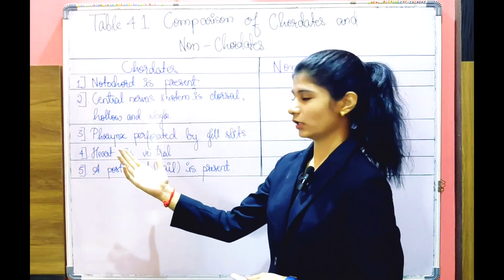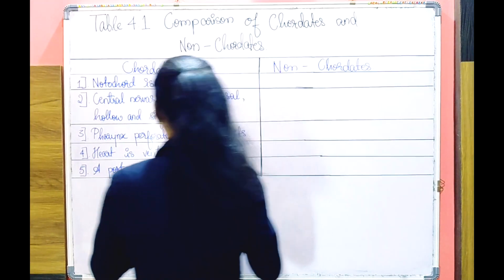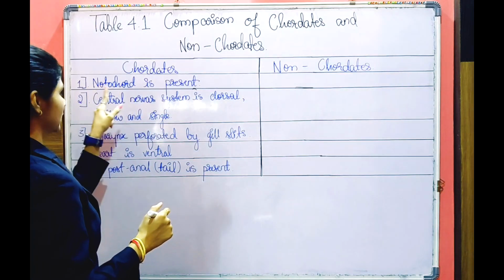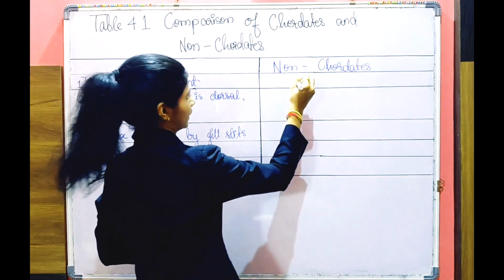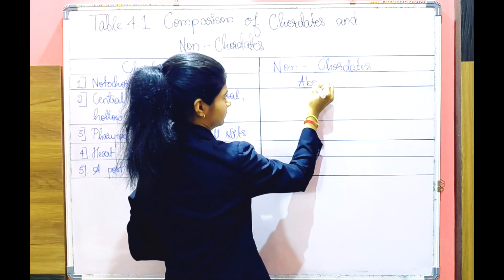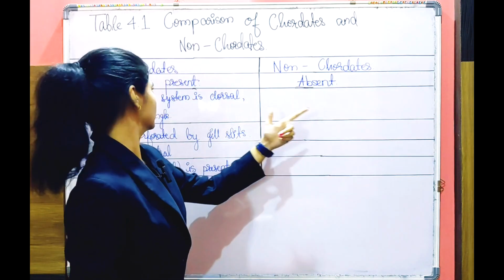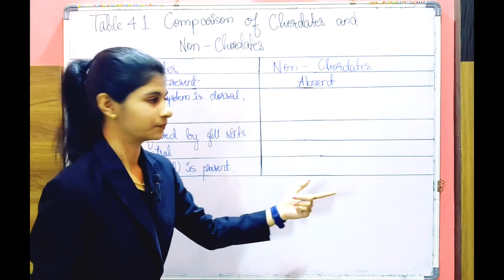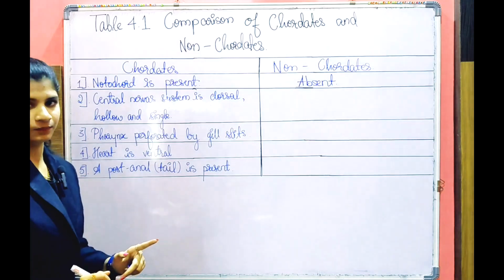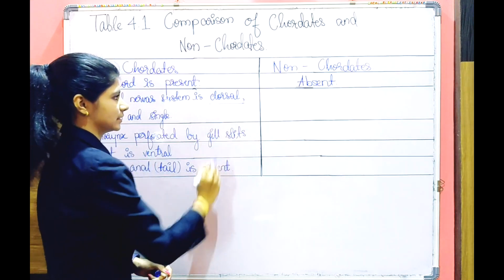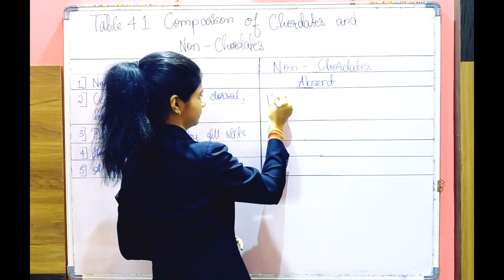Now, the whole opposite is present in non-chordates. So let us see which are those. In chordates, the first point is that notochord is present. In non-chordates, the notochord will be absent. But in the exam, you have to write it in full: the notochord is absent. Now the next point: central nervous system is dorsal. This dorsal point, in non-chordates, will be ventral.